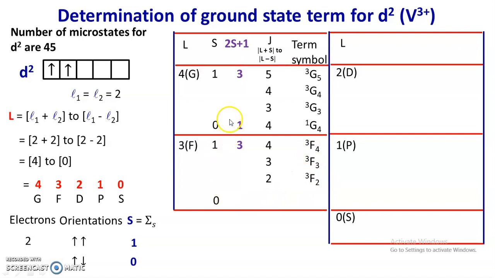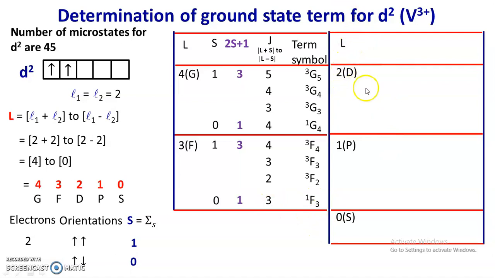Now when S is equal to 0 couples with L equal to 3, we can find the possible term symbol. Before that, the spin multiplicity will be 1 when S is equal to 0. The possible J value is only one value, that is 3, because 3 plus 0 is 3 and 3 minus 0 is 3, and the possible term symbol is 1F3. Here 1 is the multiplicity, and 3 is the J value.